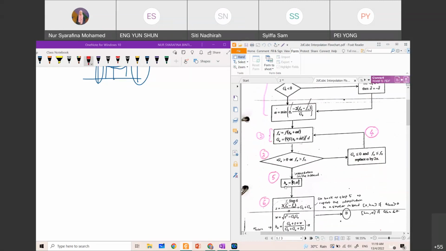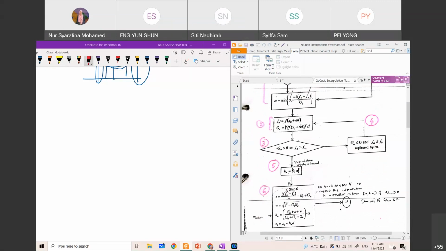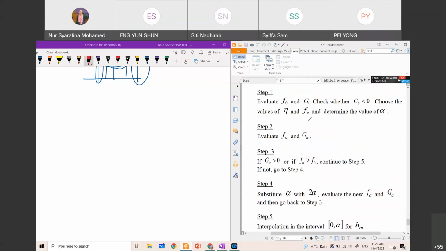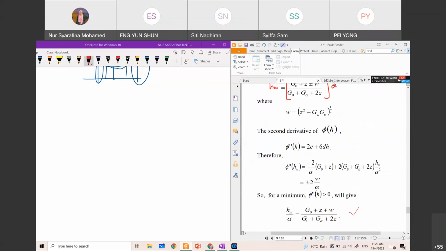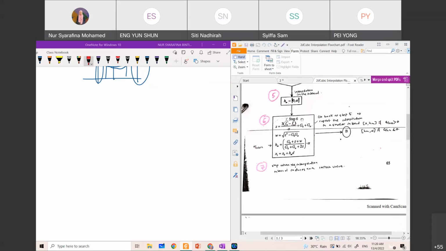We need to proceed with the calculation until you get a smaller interpolation interval, for which 0 to Hm if G Hm greater than 0, or Hm to alpha if G alpha less than or equal to 0, by using the values of Z, W and Hm from previously. How we can obtain Z, W and Hm is discussed here. You can take a look at the note. And then we proceed with B.